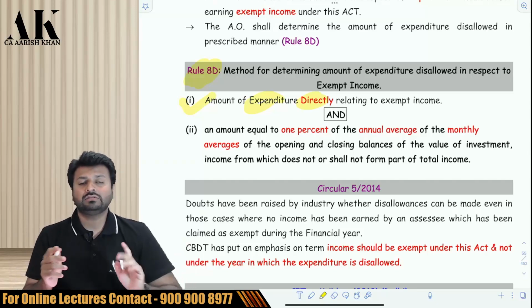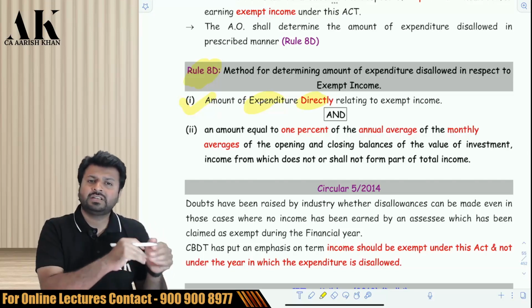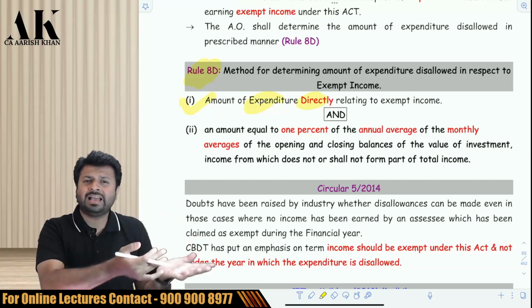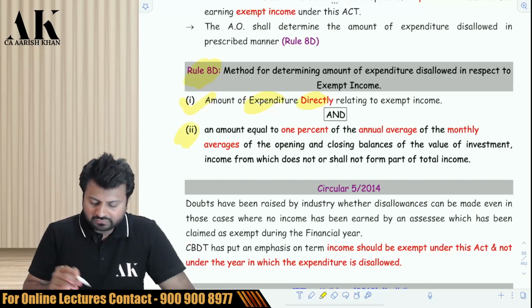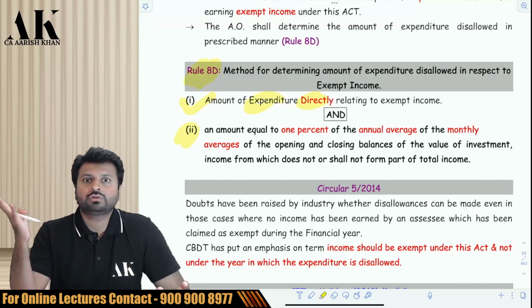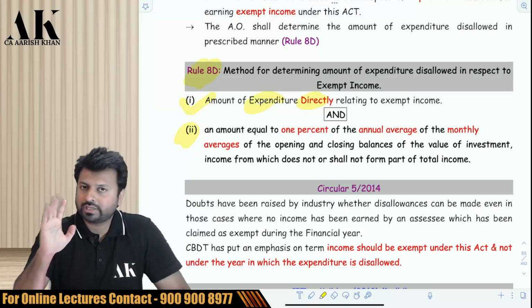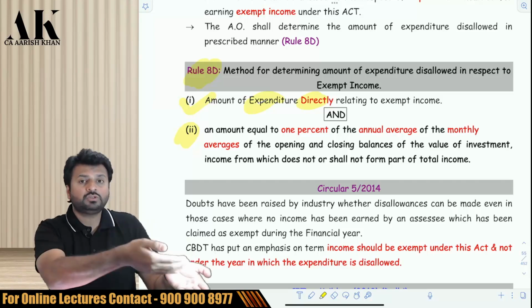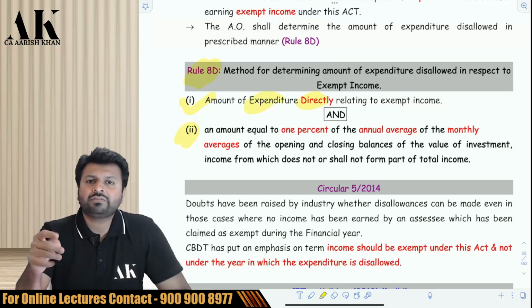Fully disallowed. Now, there are certain loans which are not directly invested in exempt income, but are invested in exempt income, non-exempt income, cash, stock, debtors, everywhere. What to do in that case? Then you have to use this formula. You have to take annual average, monthly average, 1%. Let me explain. You have to identify how much exempt investments you have. Exempt investment means investments from which you will get exempt income, exempt interest, exempt dividend. You have to identify that.